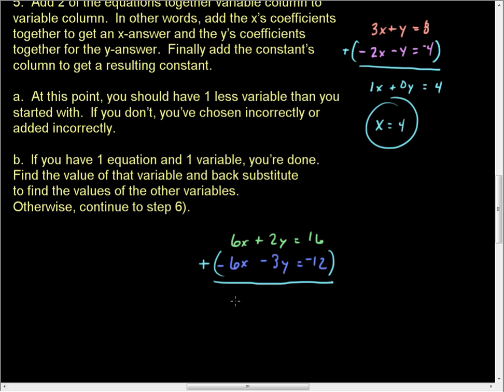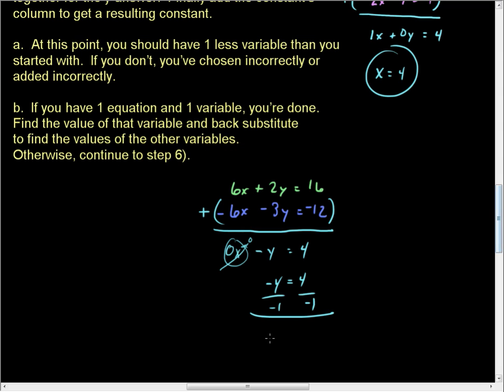6 plus a negative 6 is 0x. 2 plus a negative 3 is negative y, equal to 16 plus a negative 12, which is positive 4. That means that this is 0. 0 times anything is 0. Negative y equals 4, or dividing by negative 1 on both sides, I have y equals negative 4.